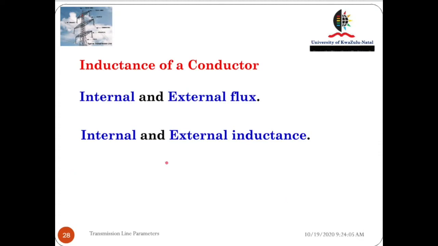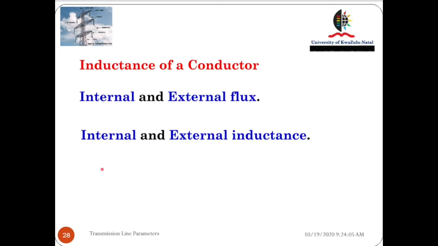Now, when we talk about inductance, it is related to the flux linkage. So when we have internal flux linkage, it gives us internal inductance. When we have external flux linkage, it gives us external inductance. So the inductance itself is related to the flux linkage of a conductor. The flux linkage comes from the internal flux, and flux linkage comes from the external flux. So that is why we are going to get internal inductance and external inductance.